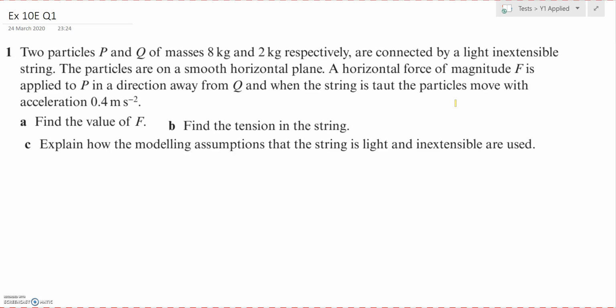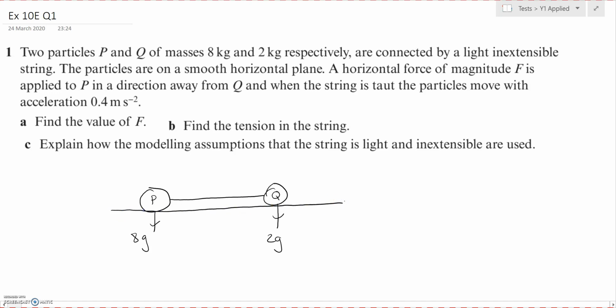What I suggest is always read the question once to give you an idea of what the question looks like, and then you can start drawing it when you read it a second time. So it's two particles P and Q. Let's call this one P, this one Q, of masses 8 kilograms and 2 kilograms. So you can put your weight force in. Respectively, they are connected by a light inextensible string. The particles are on a smooth horizontal plane.